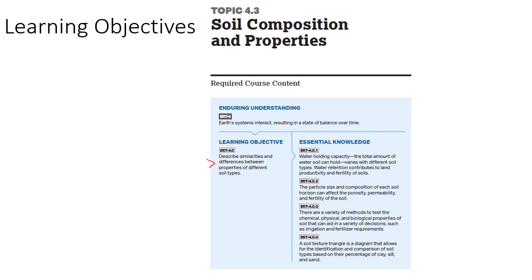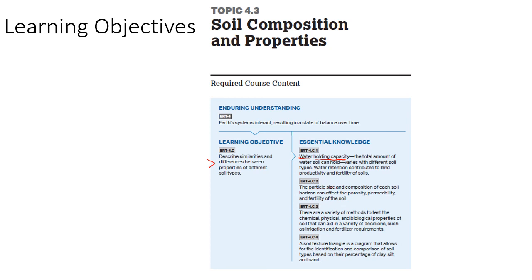Okay, so getting back to the learning objectives, we were talking about the similarities and differences between properties of different soil types. Again, those are mostly sand, silt, and clay, as well as loam. We talked about water holding capacity quite a bit, so the amount of water that the soil can hold, and that's going to vary depending on the soil type. All right, so sand is not going to have very good water holding capacity. Clay is going to have too much water holding capacity. Silt is kind of your happy medium. Loam is the best.